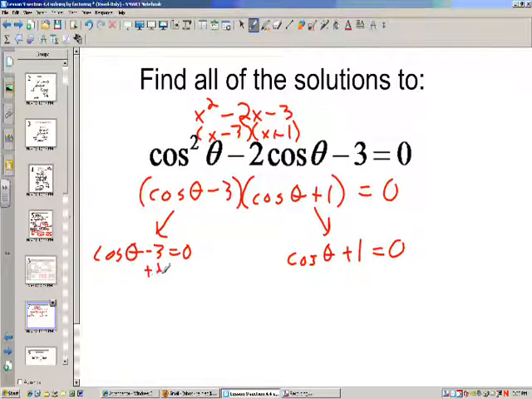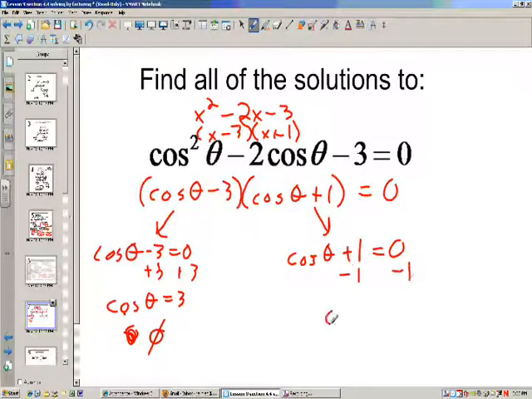If I add 3 on both sides, I have cosine of theta equals 3, take the arc cosine of 3. Now, even right at this point, you should see that this is an empty set because cosine of theta is always between negative 1 and 1. Over here, if I subtract 1 on both sides, I have the cosine of theta equaling negative 1. So theta is equal to the arc cosine of negative 1.